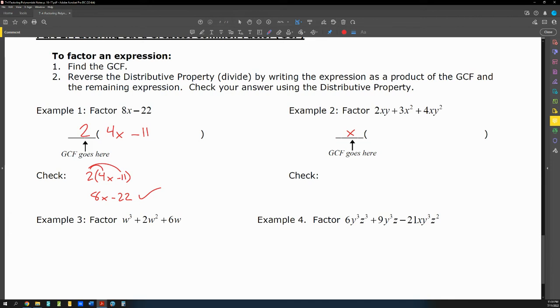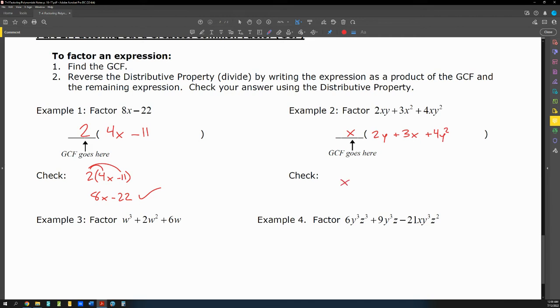When I divide out x, what's left over? Well, when I divide x from 2xy, I'm just left with 2y. When I divide out x from 3x squared, I'm left with 3x. And when I divide out x from 4xy squared, I'm left with 4y squared.